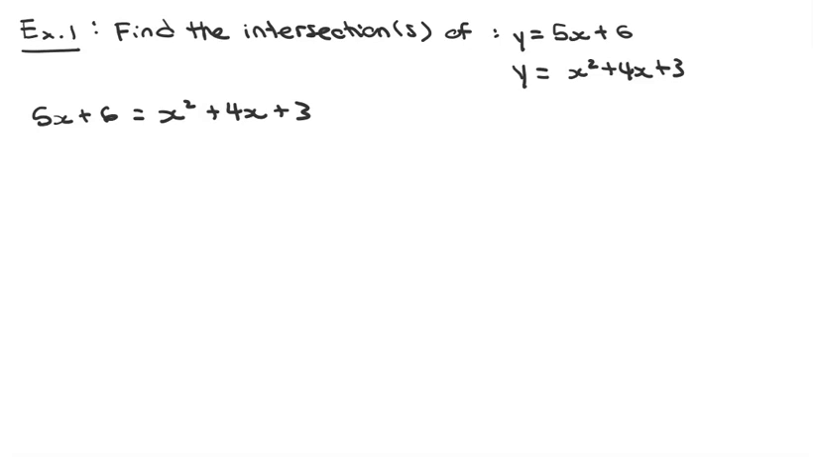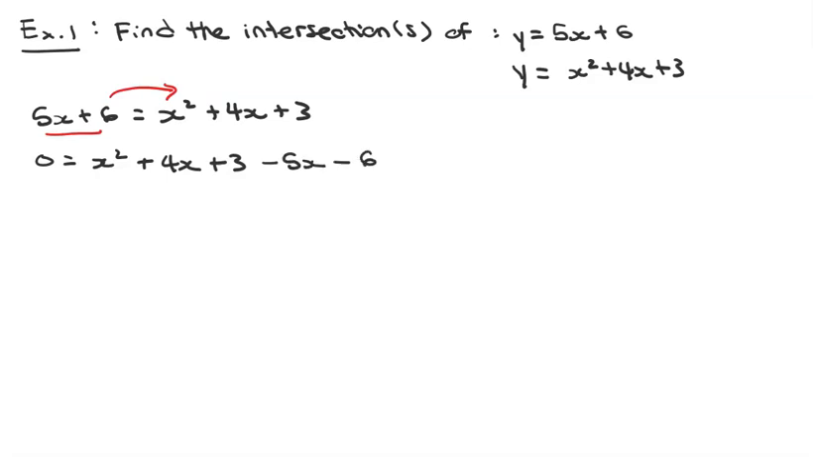Now that I have this, I want to put this into a form where I can solve for the value, or values, of x that will result in an intersection point on our graph. In order to solve for the value or values of x, I'm going to bring everything to one side so that I can have my equation equal to 0. So I'm going to say 0 equals x squared plus 4x plus 3. And then again, I'm bringing this over to this side, so I'm going to subtract 5x plus 6. I'm going to say minus 5x minus 6.